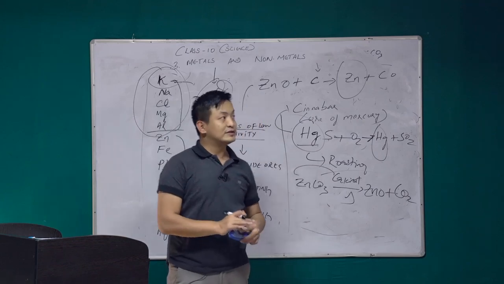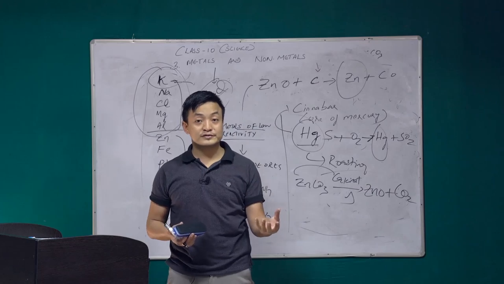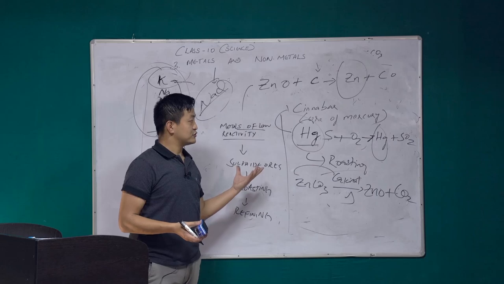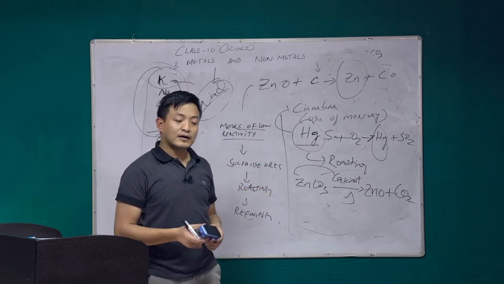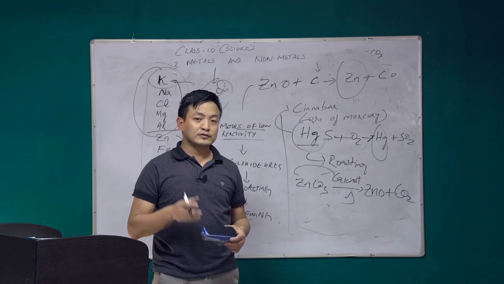So we are done with the process of extracting the metals from their ores. We have divided it into three parts. I'm sure you are clear with this. Now we have our next and last topic, that is corrosion.